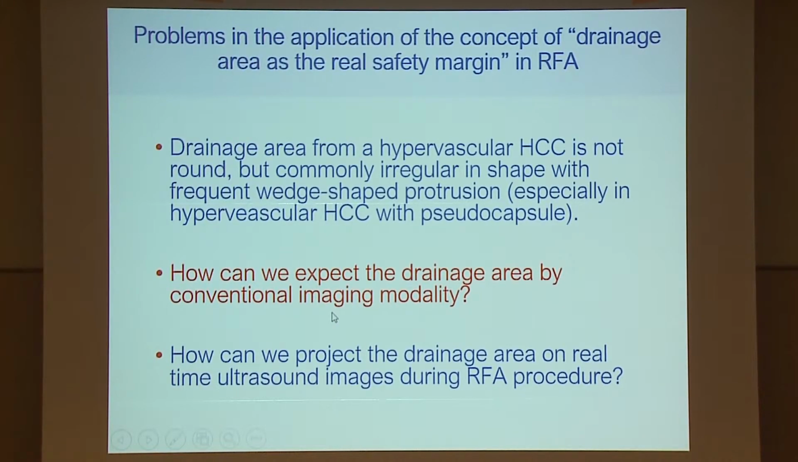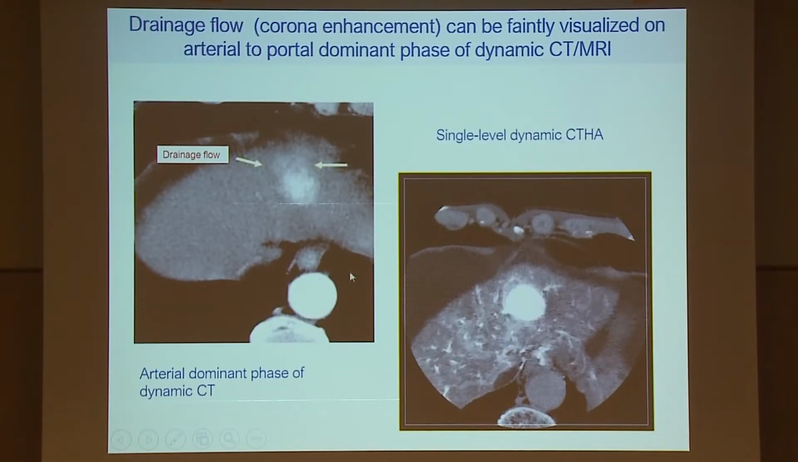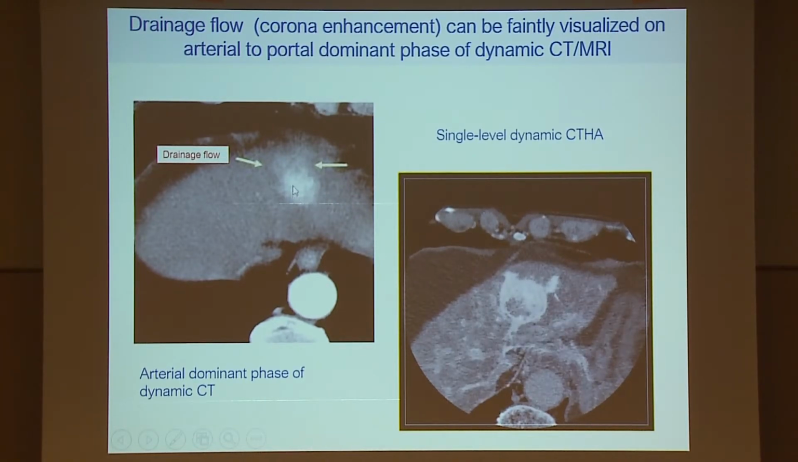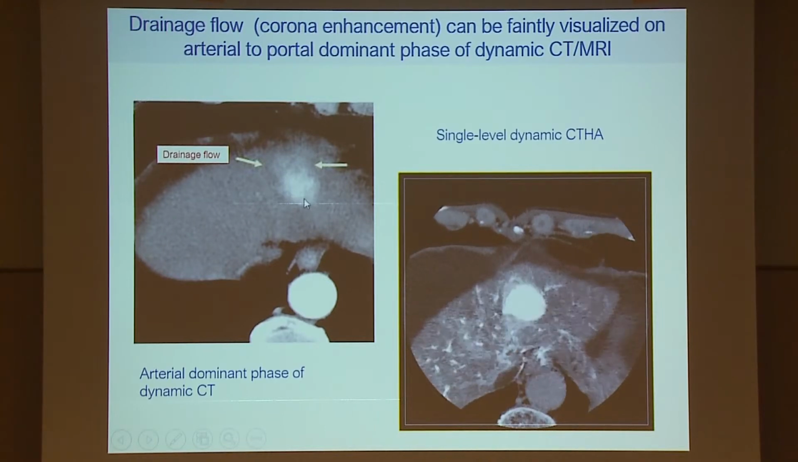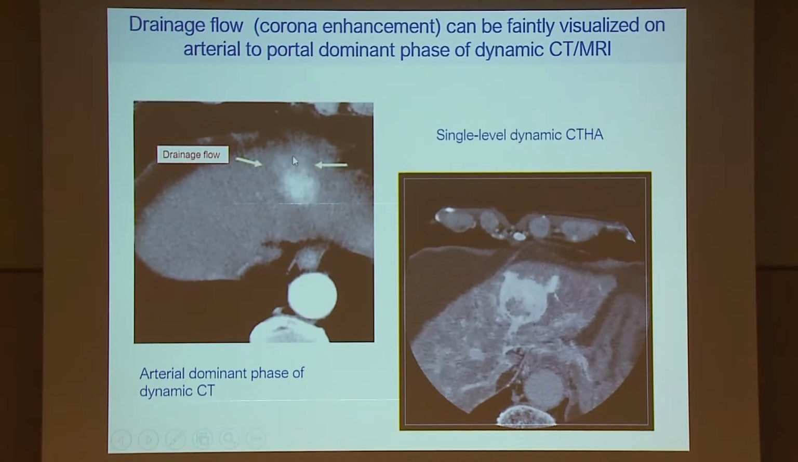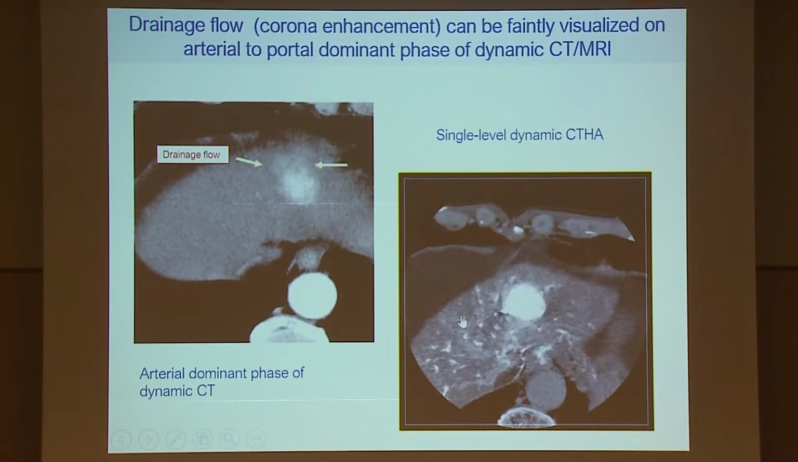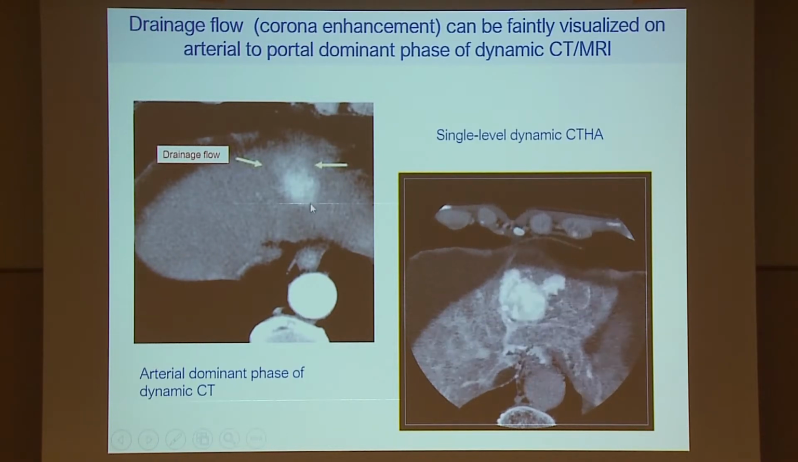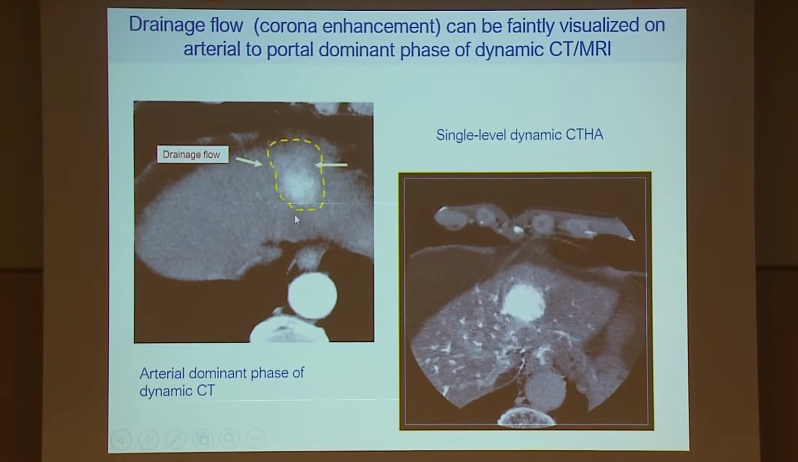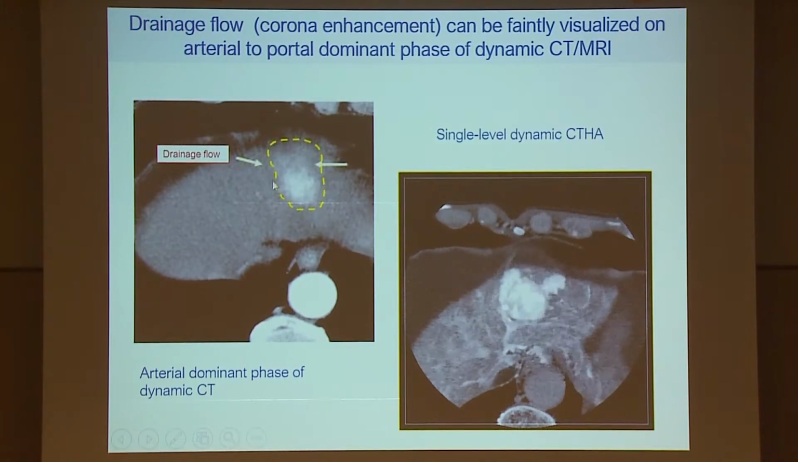As you know, CT angiography is not easy to perform. So can we expect the drainage area by conventional imaging? This is one example. We can know drainage flow by careful observation of dynamic CT, arterial phase or late arterial phase or portal phase. We can see faint enhancement surrounding the tumor. This is the same case. You can see a definite drainage area, and this area is faintly visualized on dynamic CT. So we can trace the drainage area on dynamic CT.